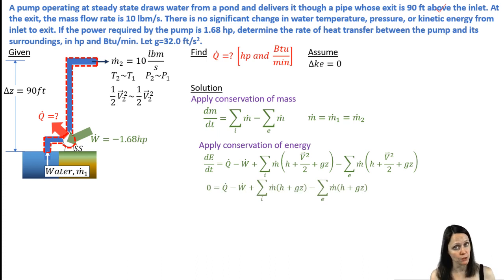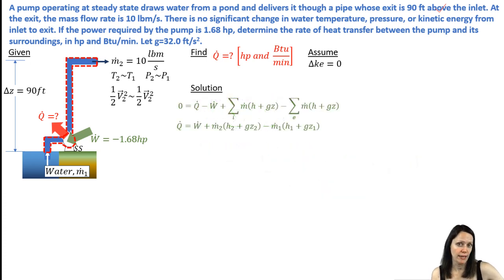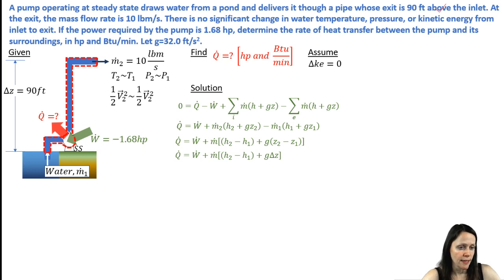So you really have to look at what the problem is asking you to consider before you decide just to ignore it completely. So I've done all those things. Here's what I'm left with for my first law. I've got one inlet, one outlet, so I can just get rid of those summations and put some subscripts 2 and 1 on there. And I rearrange things to get Q dot. And then I put my H values together. And that delta Z is Z2 minus Z1. So just simplifying it even a little bit more.